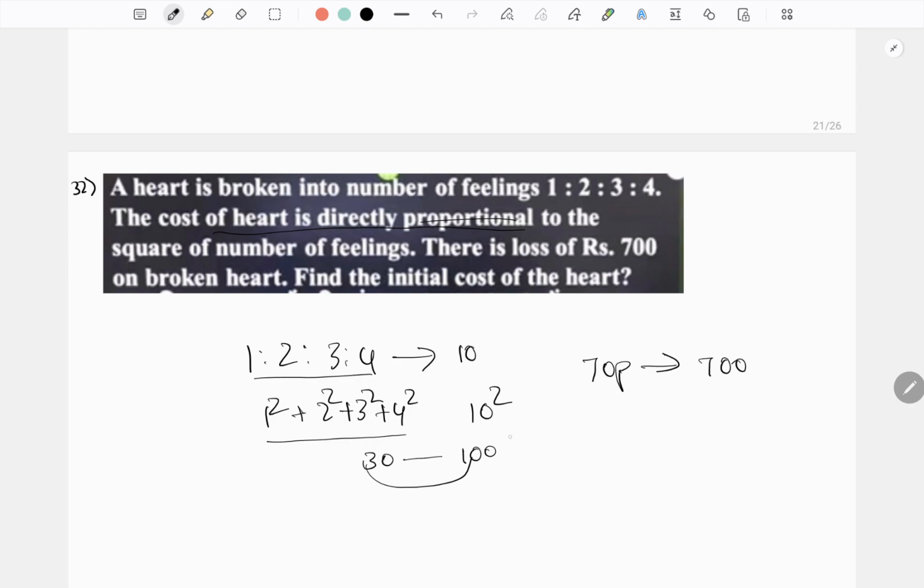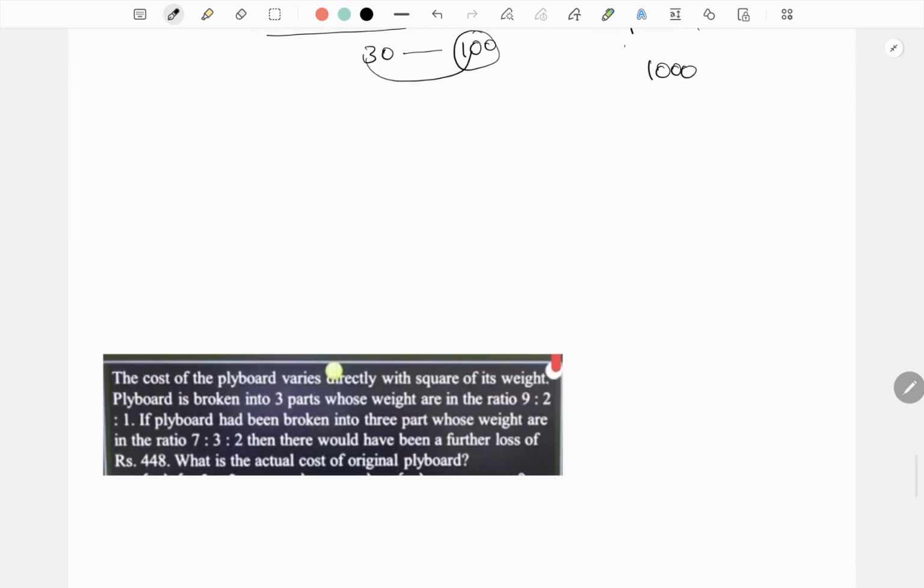Then initially how many? Initially, before it is broken, it is 10 parts. After it is broken it becomes 1, 2, 3, 4. Now the initial parts are 100 parts. How much? So 100 by 70 into 700. So 1000. Means 70 into 10. So 100 into 10, it is 10,000. Next question.